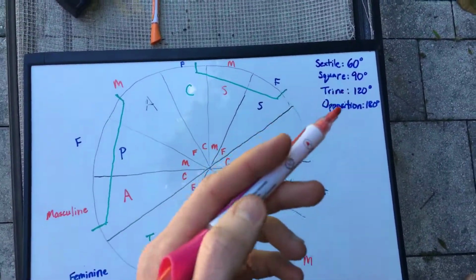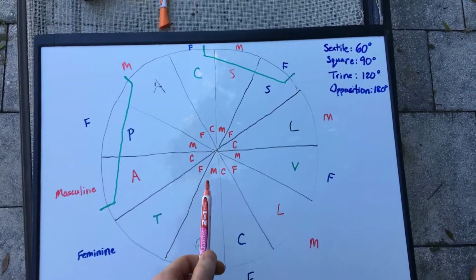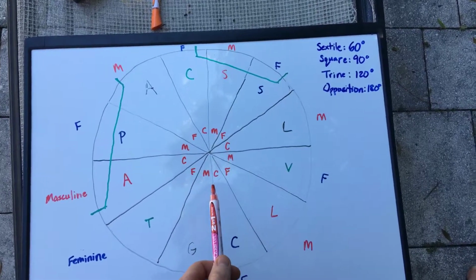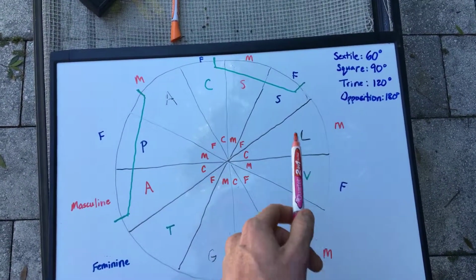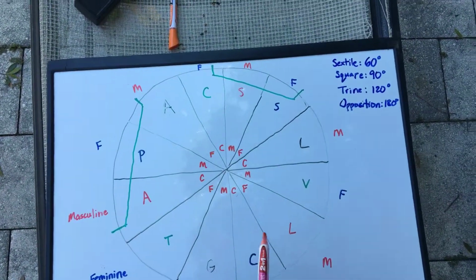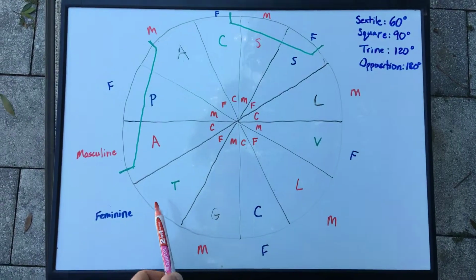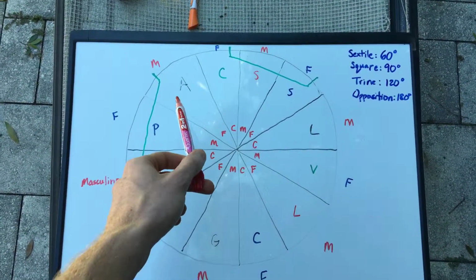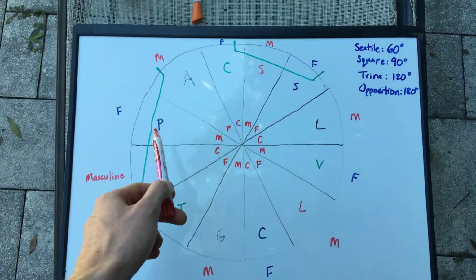Next, we move on to the square. A square is 90 degrees away. And to find the squares, all we need to know are the modalities of the signs. There are three modalities: cardinal, fixed, and mutable. Aries, Cancer, Libra, and Capricorn, 1, 4, 7, and 10, are the cardinal signs. The fixed signs are Taurus, Leo, Scorpio, and Aquarius. And the mutable signs are Gemini, Virgo, Sagittarius, and Pisces.